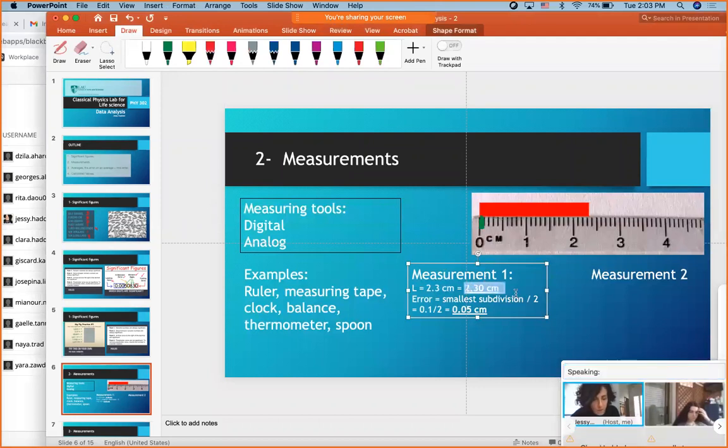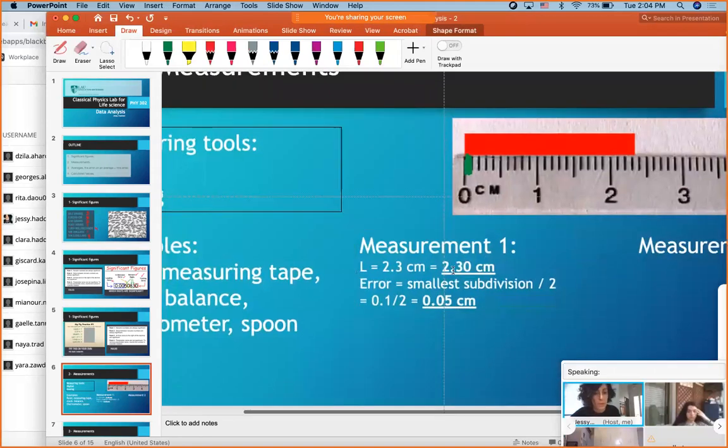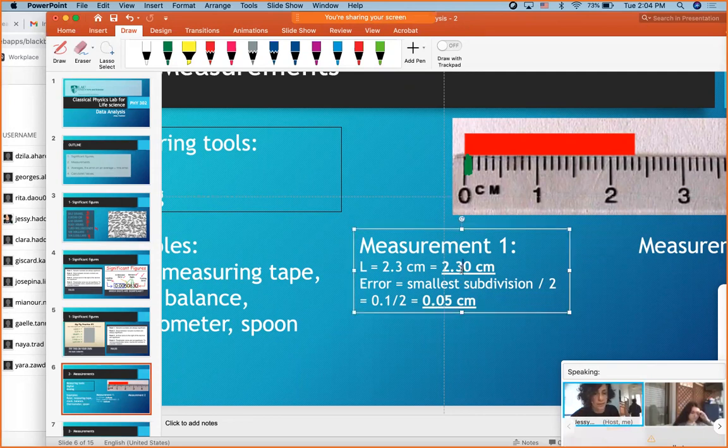Because you're sure it's 2.3. You don't know if it's 2.31. You don't know if it's 2.32. So the last digit can fluctuate and it's no problem. But if you write 2.3, it's as if you're telling your audience it's between 2.4 and 2.2. But by saying 2.30, you're just stating that 3 is a very sure digit. You see what I mean?